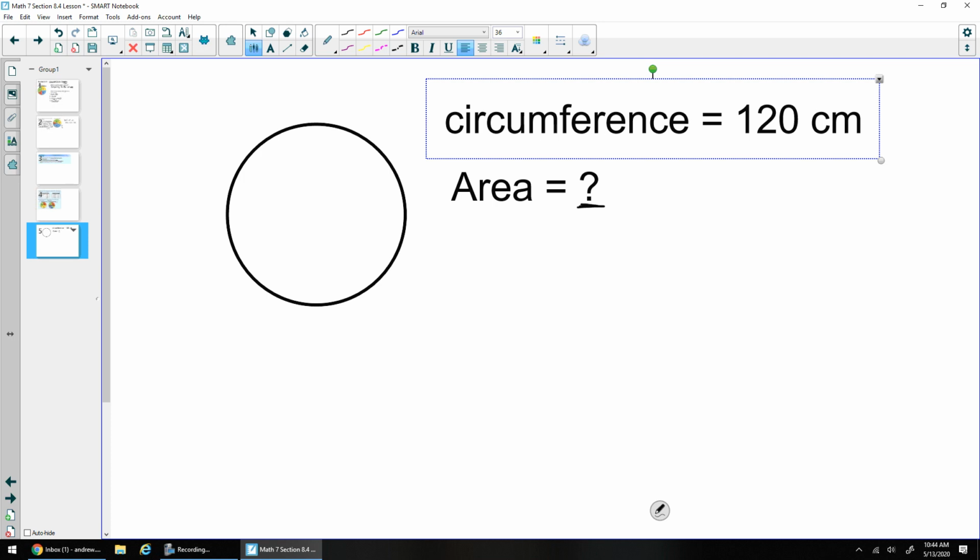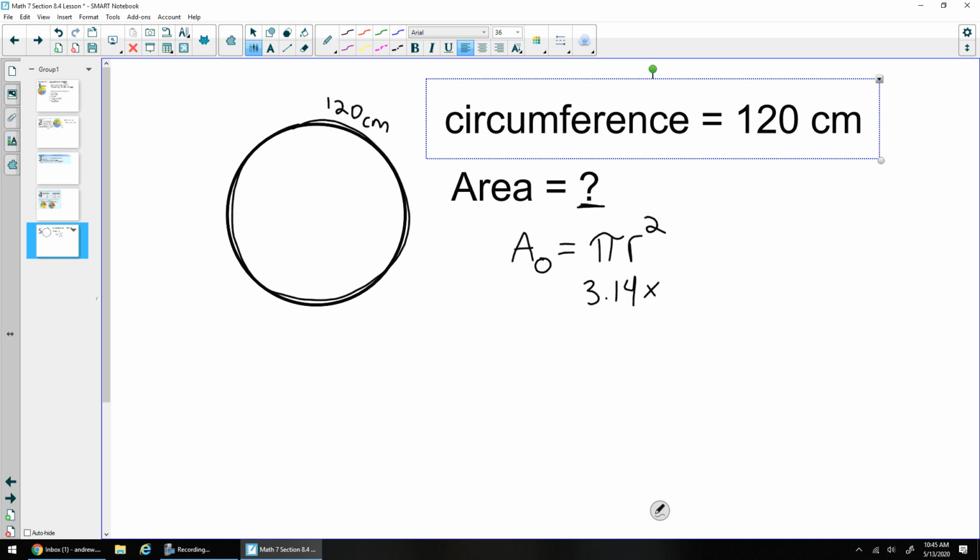Well, let's just quickly remember the area of a circle. What's the equation? Pi r squared. So pi times r times r. So that's our equation. The information I need: I know what pi is, pi is 3.14. But I don't know what the radius of this circle is yet. I know that the circumference, the measurement all the way around my circle, is 120 centimeters.